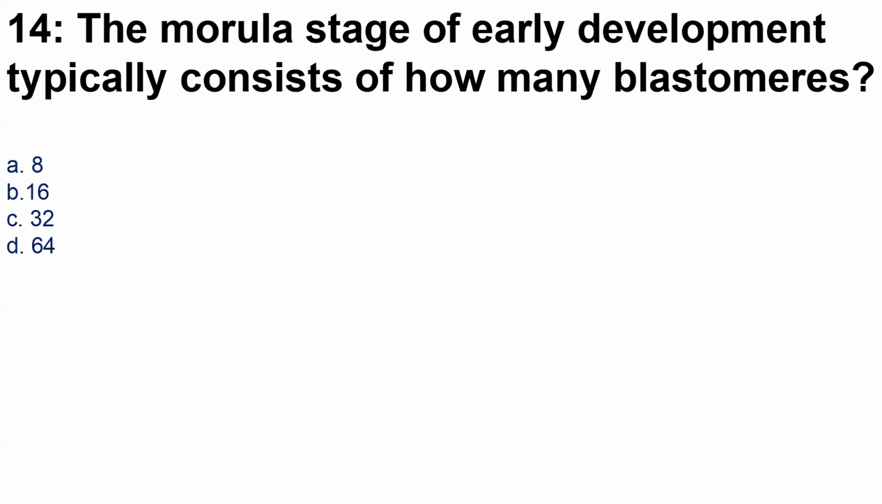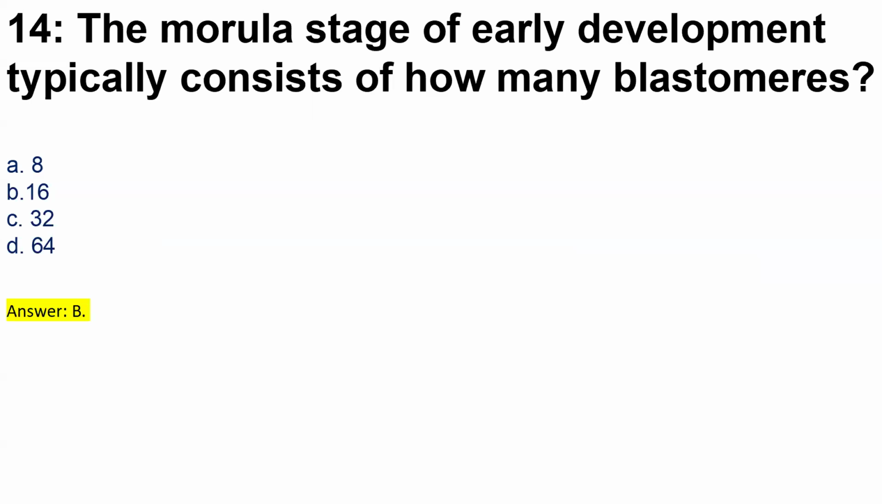Question 14. The morula stage of early development typically consists of how many blastomeres? A. 8, B. 16, C. 32, D. 64. The answer is B. 16.